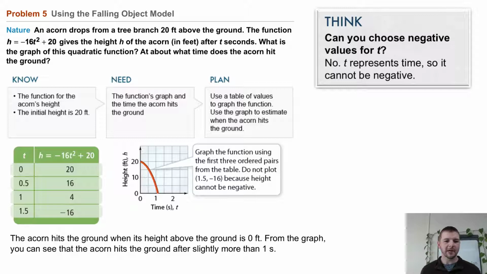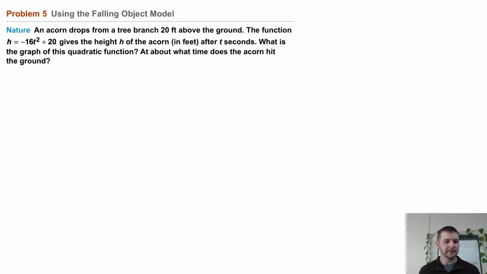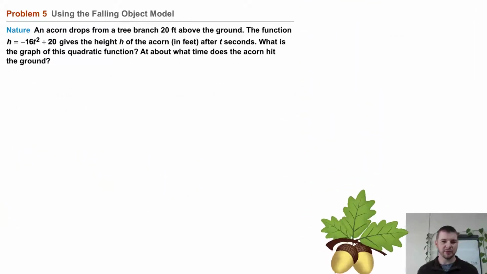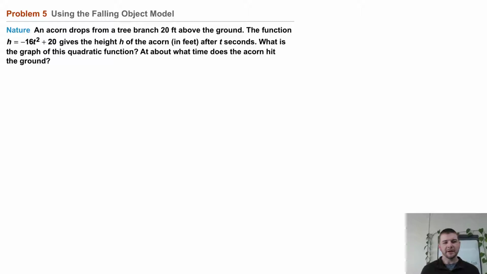Using the following object model. Nature. An acorn drops from a tree branch 20 feet above the ground. The function h equals negative 16t squared plus 20 gives the height h of the acorn in feet after t seconds. What is the graph of this quadratic function? At about what time does the acorn hit the ground?